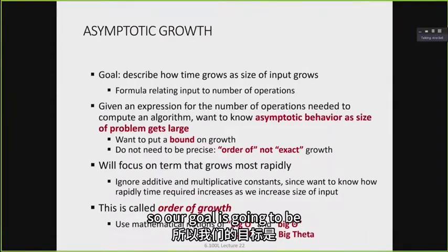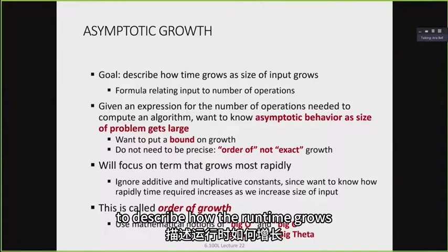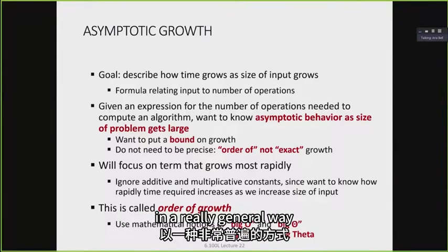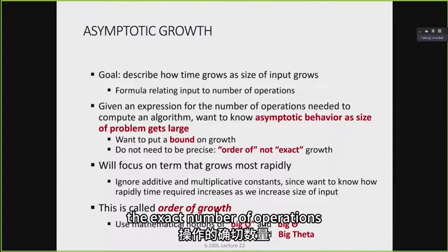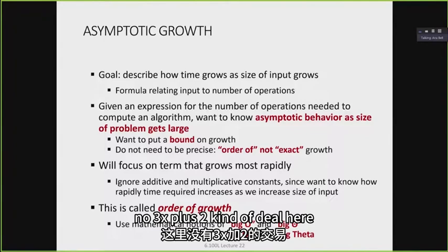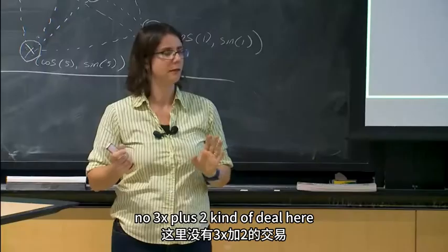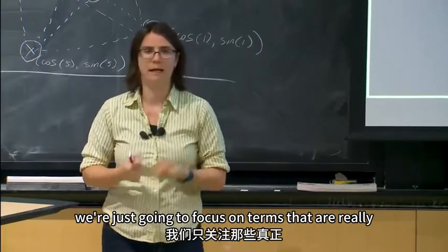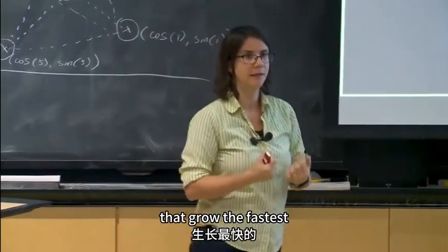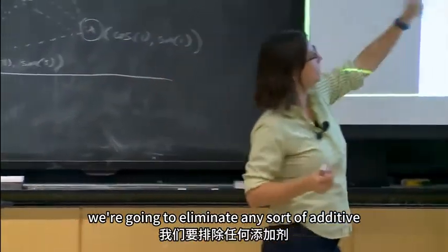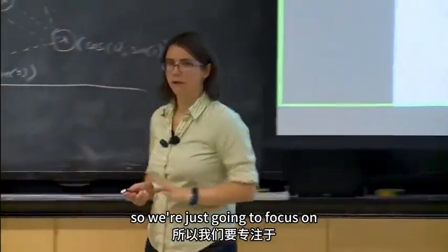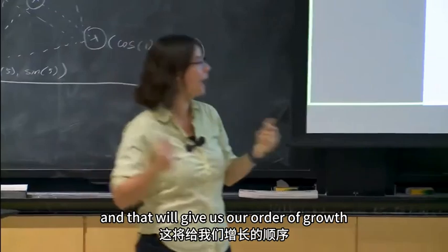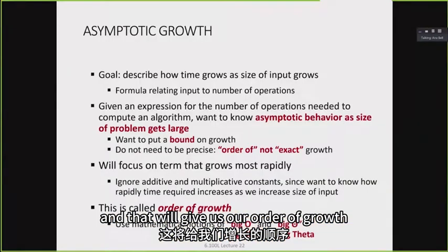So our goal is going to be to describe how the runtime grows as the size of the input grows in a really general way. So we're not going to be interested in figuring out the exact number of operations. No 3x plus 2 kind of deal here. We're just going to focus on terms that grow the fastest. We're going to eliminate any additive, multiplicative constants, and things like that. So we're just going to focus on terms that grow the fastest, and that will give us our order of growth.